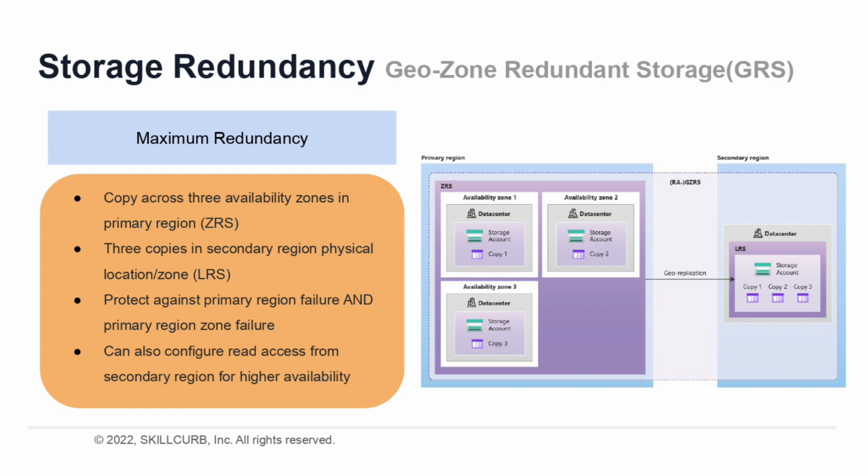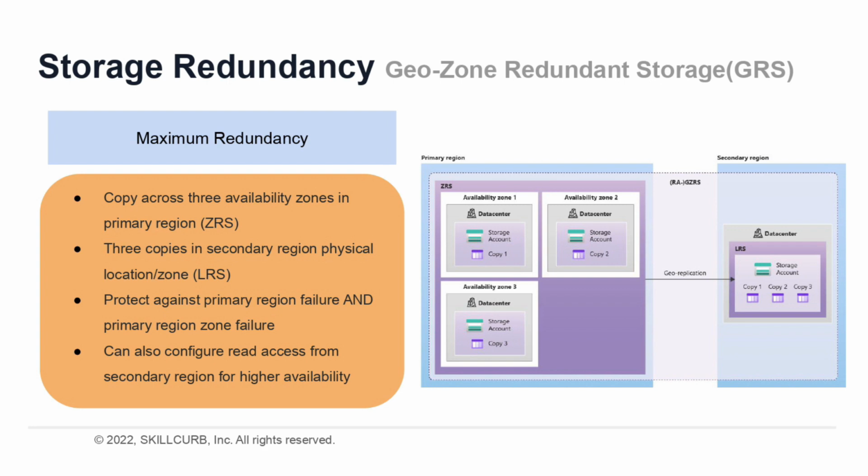With GZRS, we will again have 3 copies of our data within our primary region. However, it will be in a zonal option in which each copy is spanned across 3 different availability zones, and we will also have 3 copies in our secondary region as well. However, that is still in an LRS or single zone configuration.